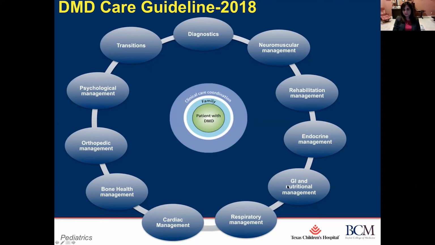GI, because as I mentioned the smooth muscle is affected. Respiratory and cardiac management, because progressively, when they get more weakness, they develop respiratory complications. They develop cardiomyopathy, so they have to see all these specialists. Orthopedics, because of deformities and scoliosis. And bone health, because the patients use chronic steroids, and also because of decreased mobility, they may have decreased bone mineral density, so they need help in that area also.